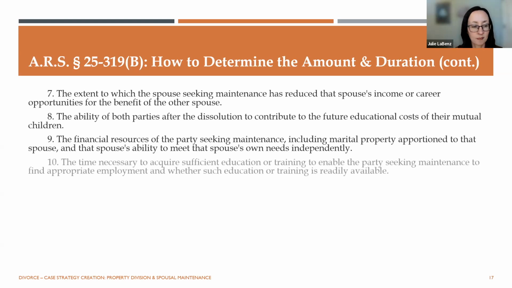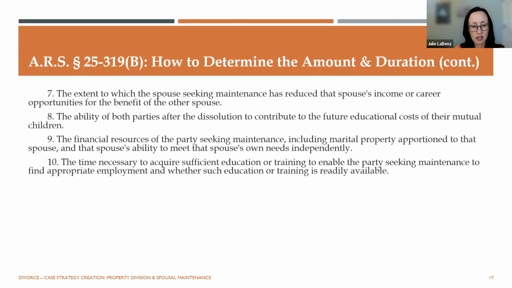Number 10, the time necessary to acquire sufficient education or training to enable the party seeking maintenance to find appropriate employment, and whether such education or training is readily available. So this goes to this idea that the maintenance order shouldn't be indefinite. It should be based on getting the spouse awarded maintenance to a place of independence and being able to provide for their own needs.